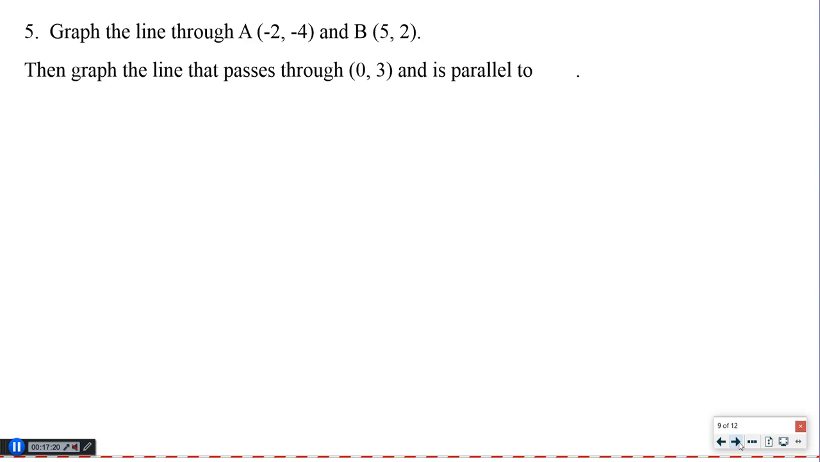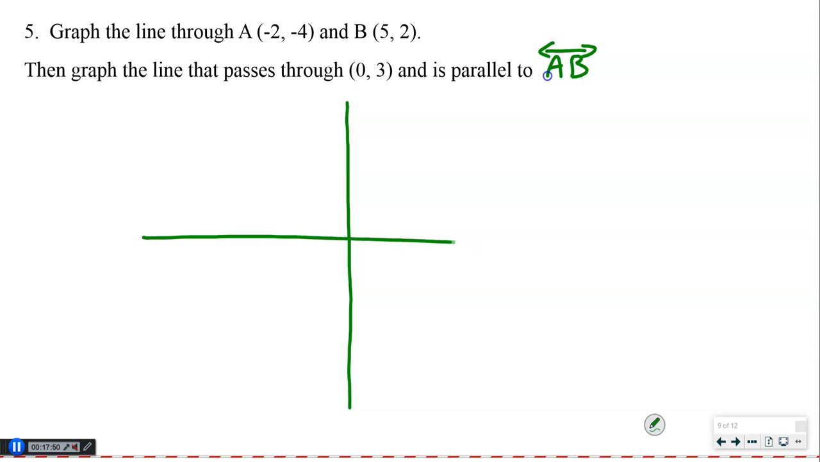On number 5, we need to graph the line through point A at negative 2, negative 4, and point B, 5, 2, and then graph the line that passes through 0, 3, and is parallel to line AB. Line AB, made by our first 2 points.